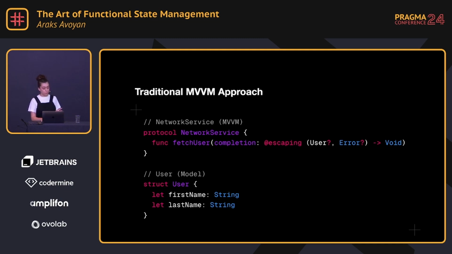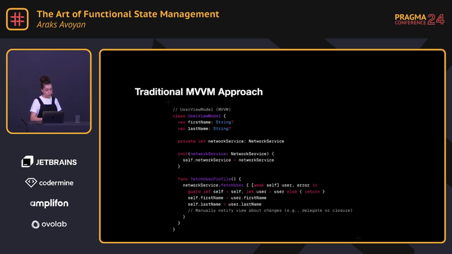In the traditional way, we might have separate view models for the user profile and the network service responsible for fetching the data. The user profile view model holds properties for user information and a method to fetch the data from the network service. The view would bind to these properties and potentially trigger the data fetch action.